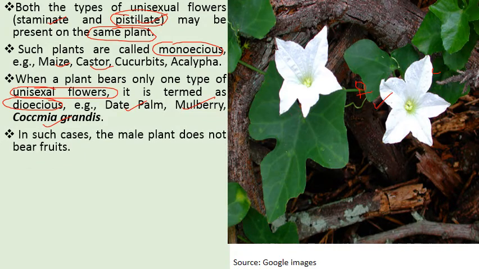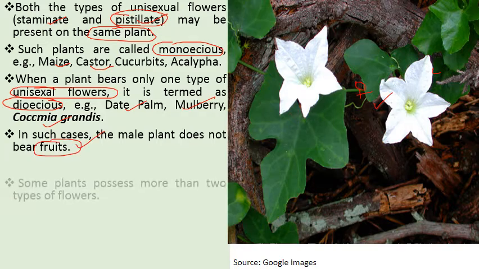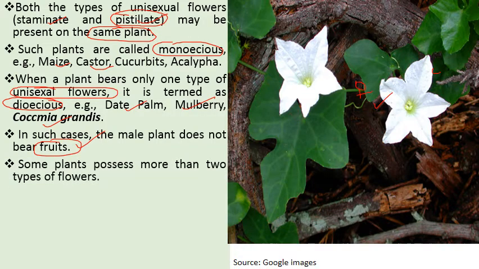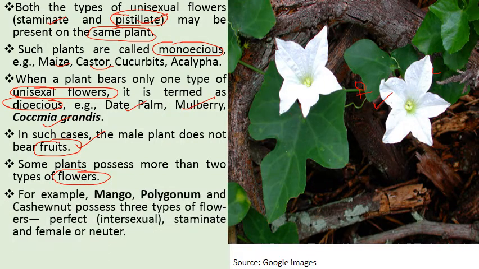This is the photograph which shows Coccinia grandis, which bears only one type of flower, either male flower or female flower. In such cases, the male plant does not bear fruits. Male plants fruit bear nahi karte hain. And some plants possess more than two types of flowers, and these plants are known as polygamous plants.